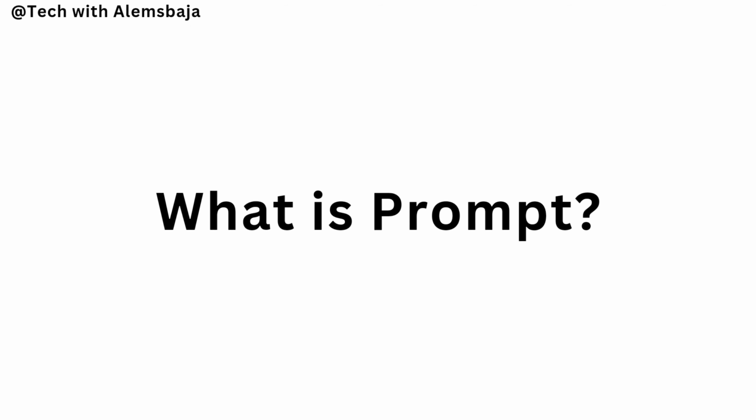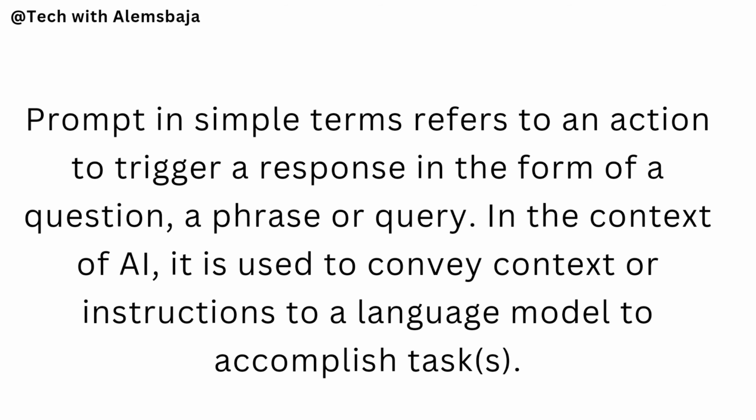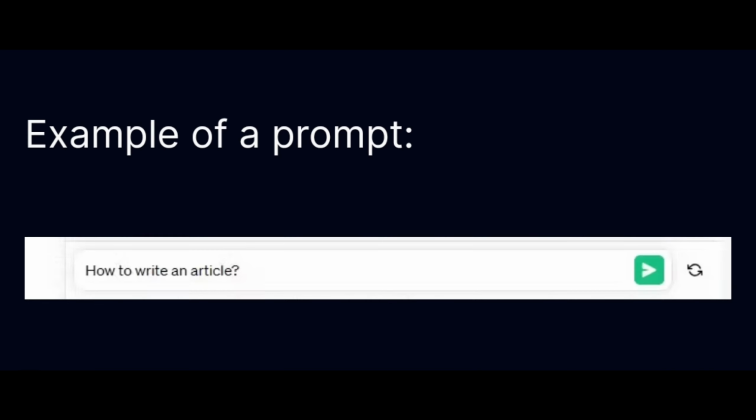What is a prompt? A prompt in simple terms refers to an action to trigger a response in the form of a question, a phrase, or query. In the context of AI, it is used to convey context or instructions to a language model to accomplish tasks. Example of a prompt: here is an input field in ChatGPT where you can say how to write an article. So that's a prompt. That's like an instruction to a model to give you a response.